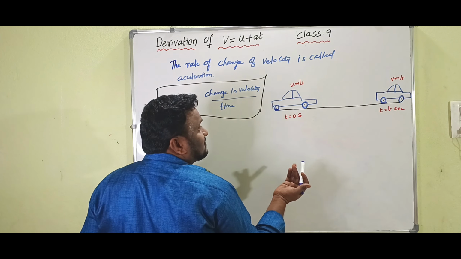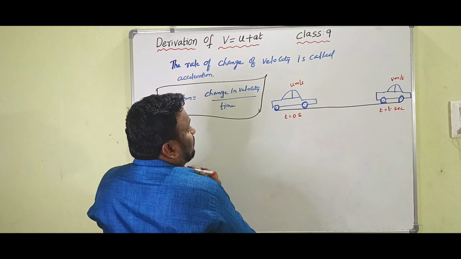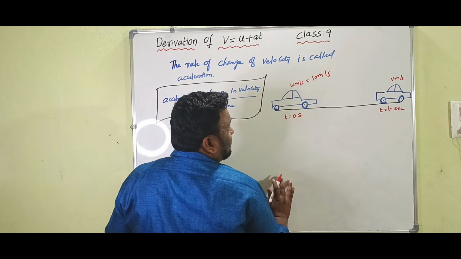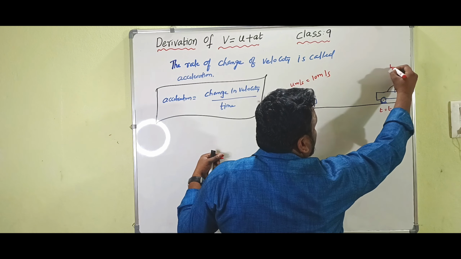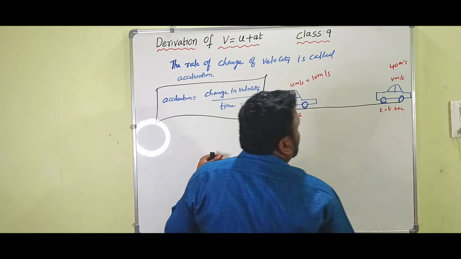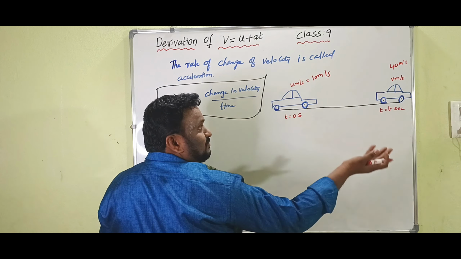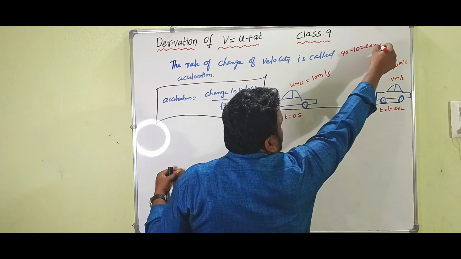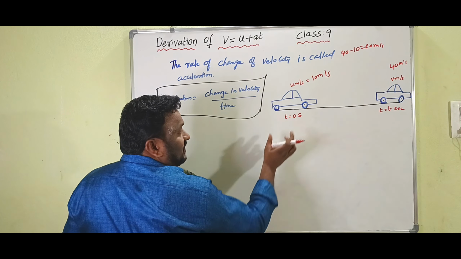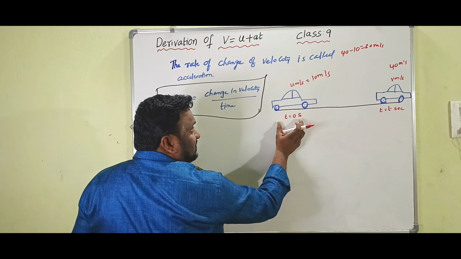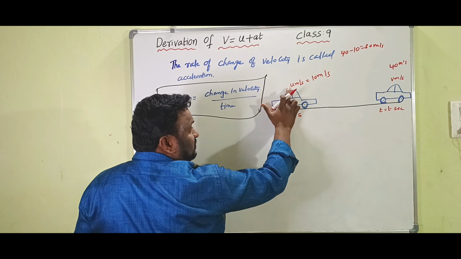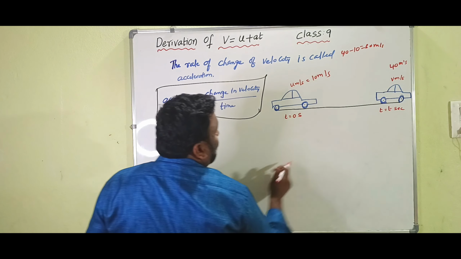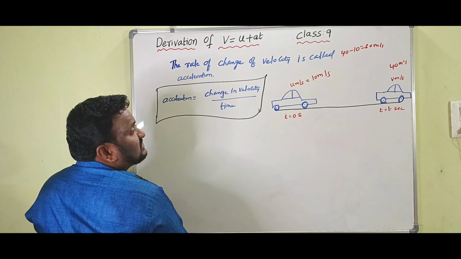Then what is the change in velocity? For example, initially it has some speed 10 meter per second and its velocity becomes 40 meter per second. Then what is the change in velocity? 30 meter per second, because 40 minus 10 is 30 meter per second. Similarly, when the car initially has velocity u meter per second and after time t seconds its velocity becomes v meter per second, then obviously what do we say? The change in velocity is what?